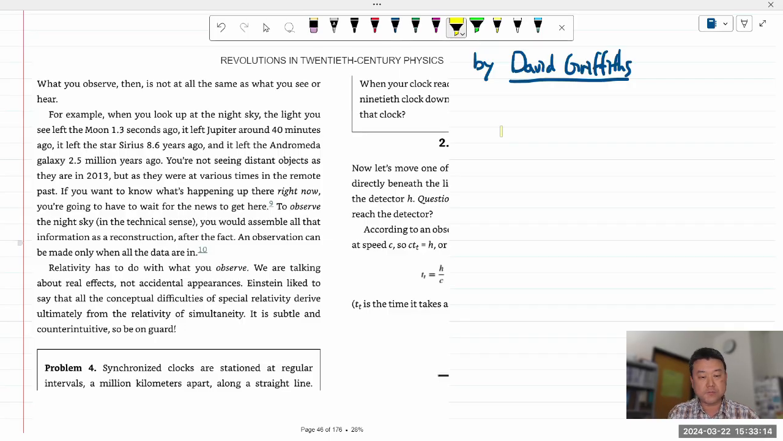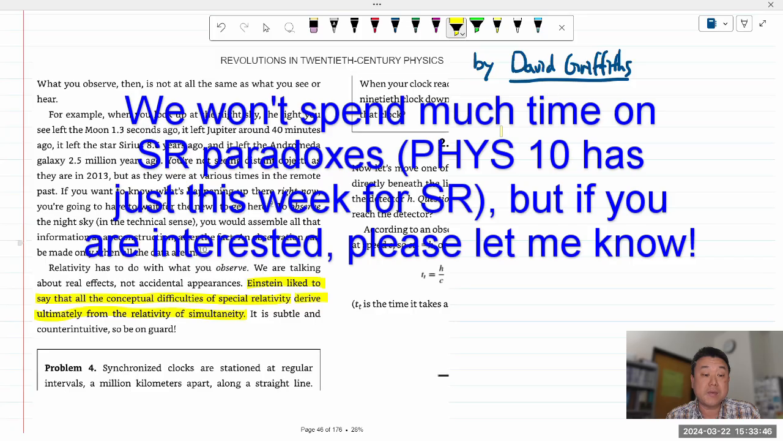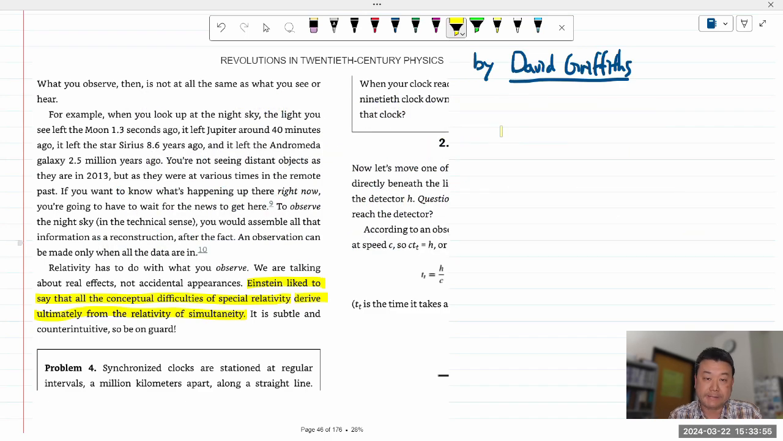Relativity has to do with what you observe, in the sense that we are talking not about what you see, with all the spurious effects, but about real effects, not appearances. And it's this sentence I want to bring your attention to: Einstein liked to say that all the conceptual difficulties of special relativity derive ultimately from the relativity of simultaneity. And as we explore relativistic paradoxes, I hope you will be surprised by how many of the paradoxes do ultimately get resolved by a correct understanding of simultaneity.